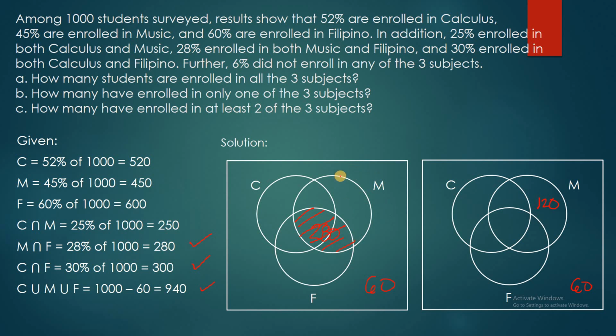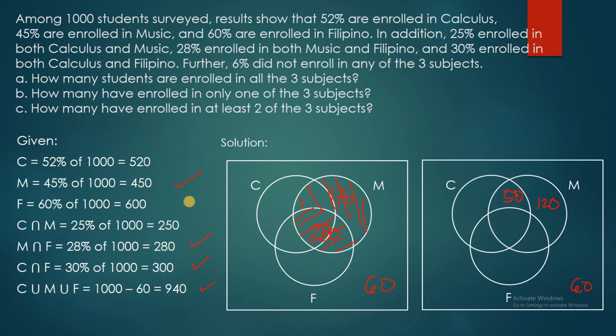Now let's analyze set M. Set M has a total of 450. I already have 280 on set M. So if I subtract 280 from 450, this should be 170. That is this area. So that the set of M should be exactly 450. And on this part, I can also identify that if this is 280 and this is 120, then the remaining area here should be 50. That is to complete now the 170. 120 plus 50 should be 170.